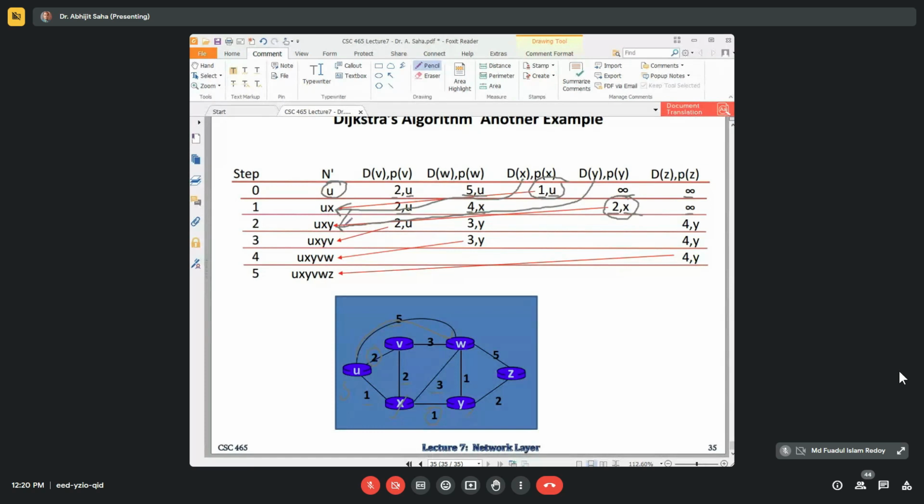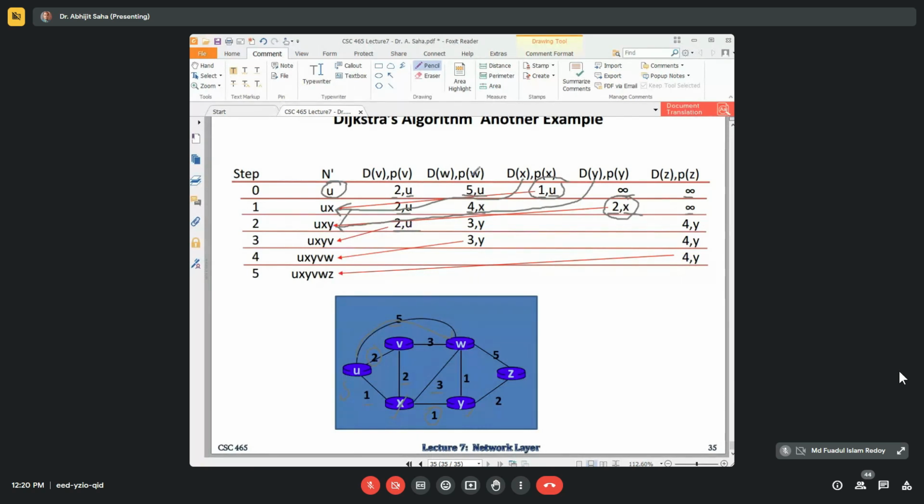So from y, if you're starting, what is in your hand? 2. Remember that this is the value you have to keep in your hand. So from y you are starting, y to v. Can you go directly? No, there is no direct link between the v and y. So the value we have kept as it is, the 2u.